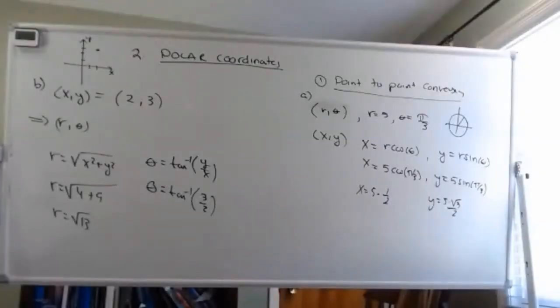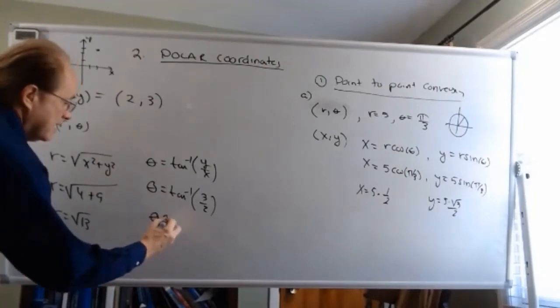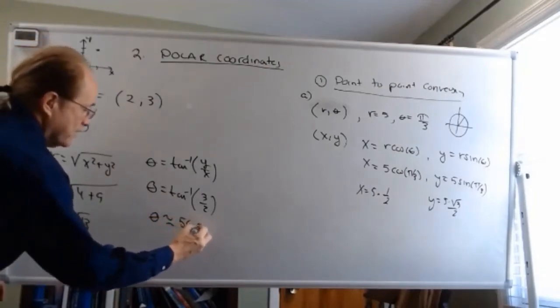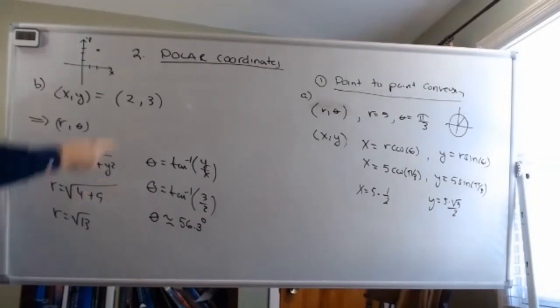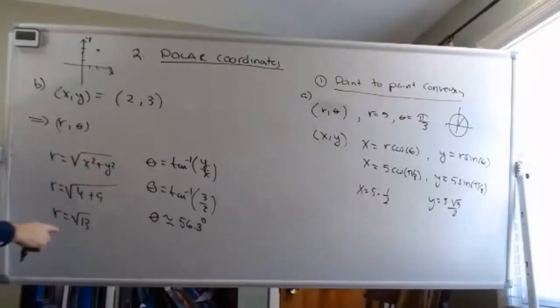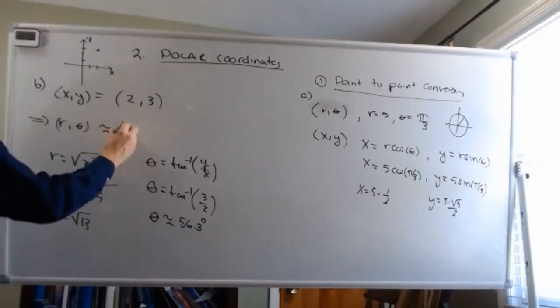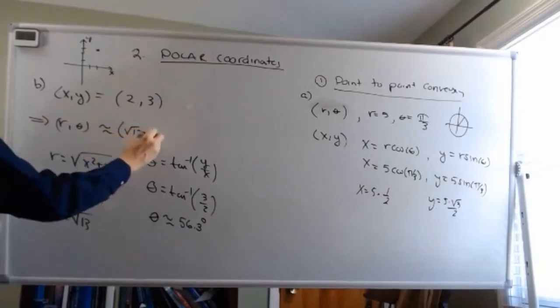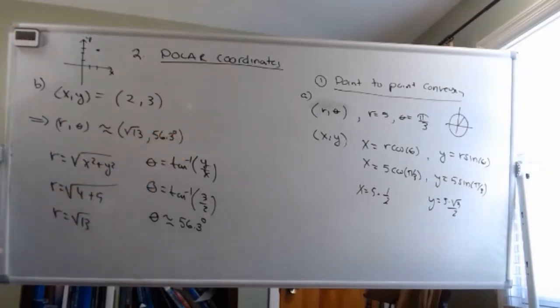So if I come back now, I can rewrite this as my theta is approximately 56.3 degrees. I usually like to use degree measure here because it's a little more indicative. It's hard to see 2π is 360 degrees. So what is my r and theta? Well, r is approximately equal to square root of 13, which is exact. The angle theta is 56.3 degrees. Oftentimes you just get an approximation.